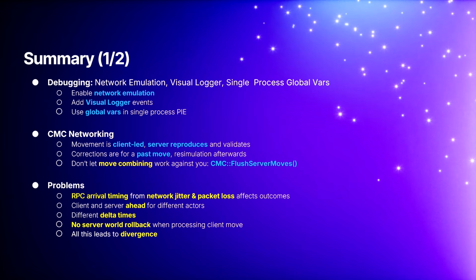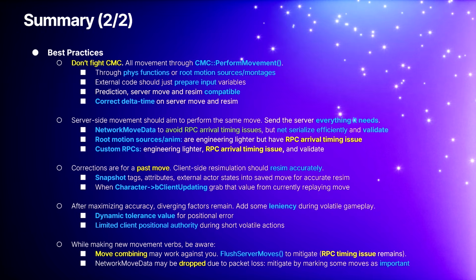Now, that's all I had. It was a lot of information, so I hope you found this useful. We covered how to debug your movements. We covered CMC's networking model. We covered all the problems that you'll face, like RPC arrival timing issue, fundamental desync between server and client, different delta times, and how to best handle these.